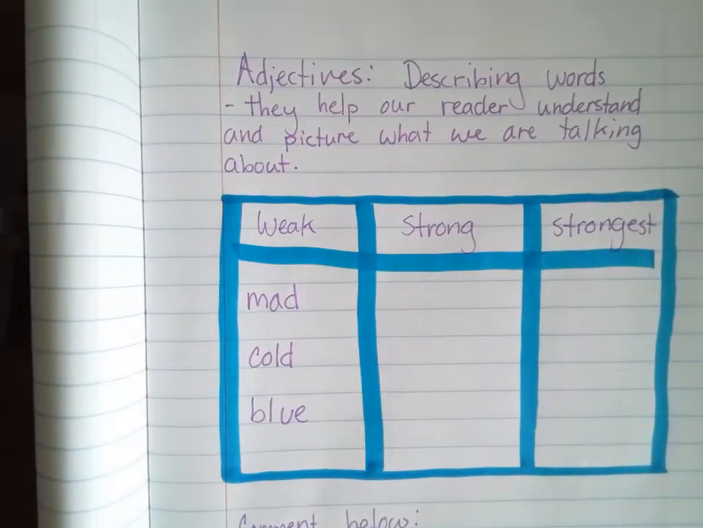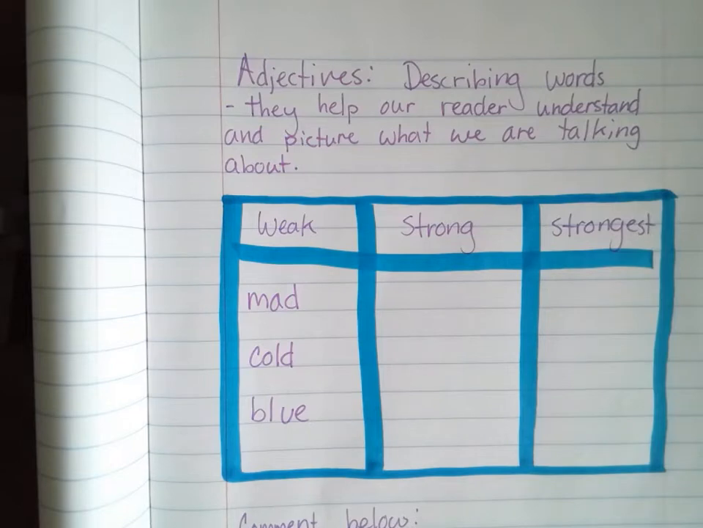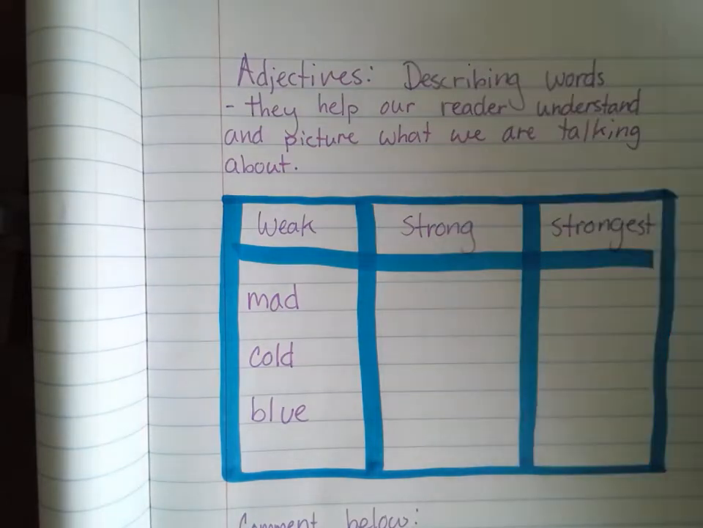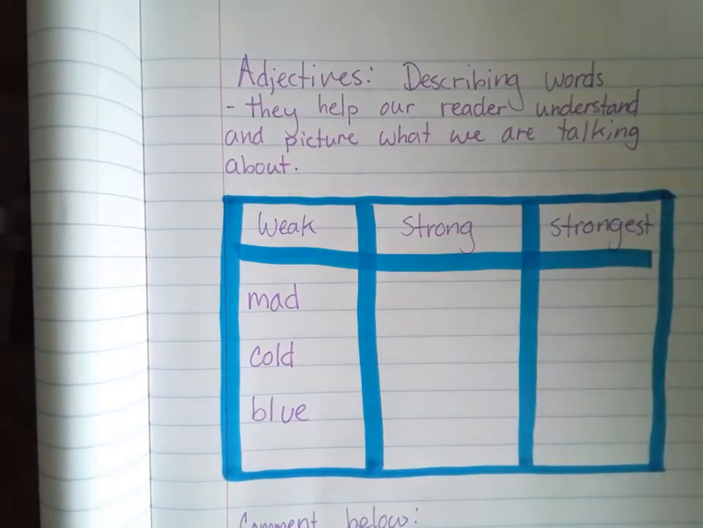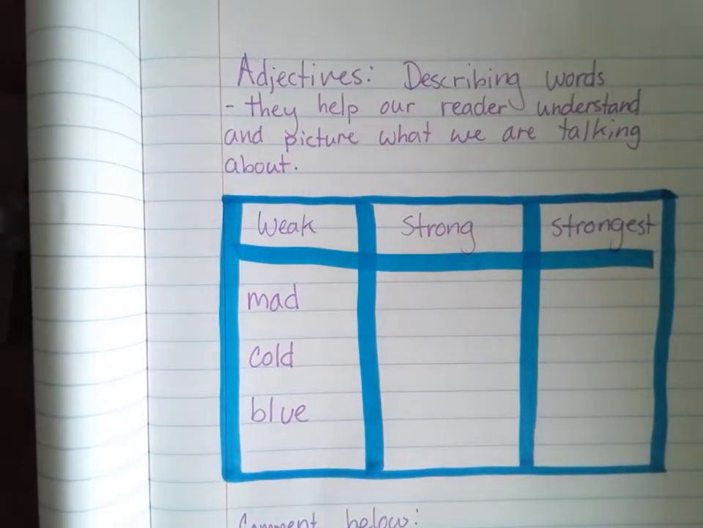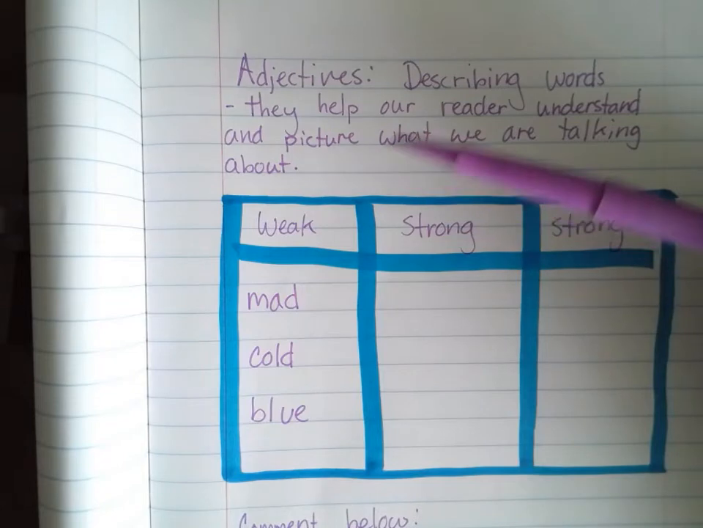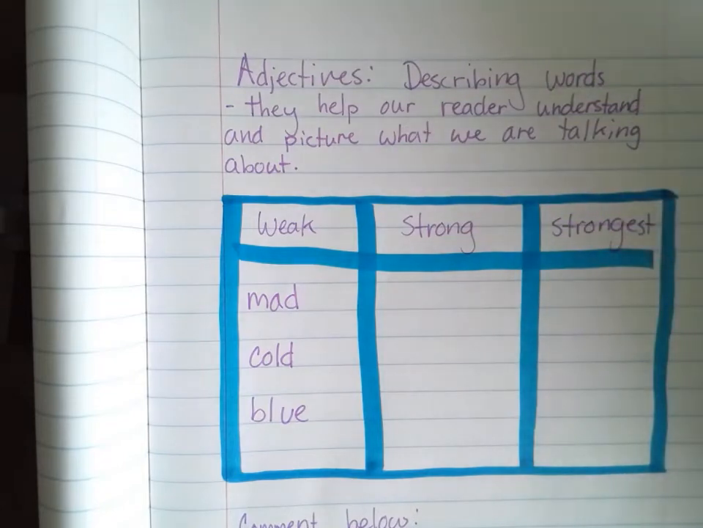So let's get started. You can follow along with me in your notebook if you have one, or on a piece of paper. I'm not asking that you post this on Seesaw this week. This is just something that you can do along with me and keep track, because we will be asking you to use adjectives in your poem writing, which will be posted on Seesaw. So this is just an activity to help you organize some words that you might want to use in your poems later. So again, adjectives are describing words, and we use them to help our readers understand and form a picture in their mind of what we're talking about.